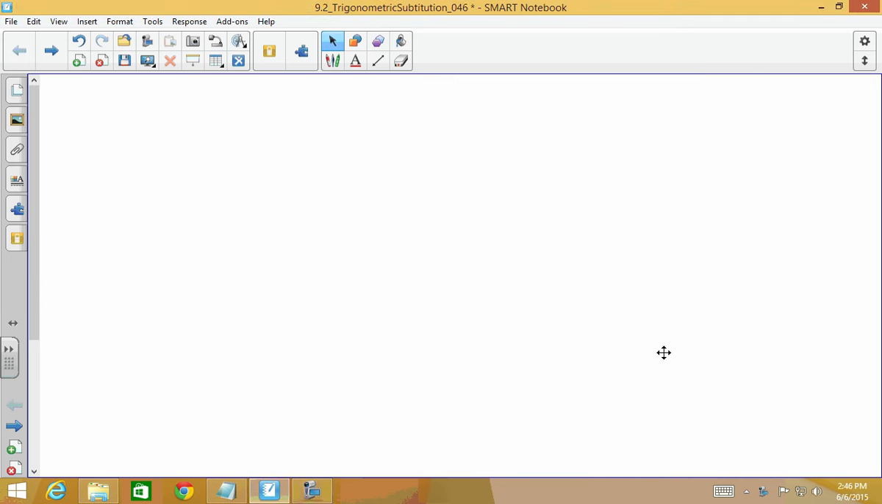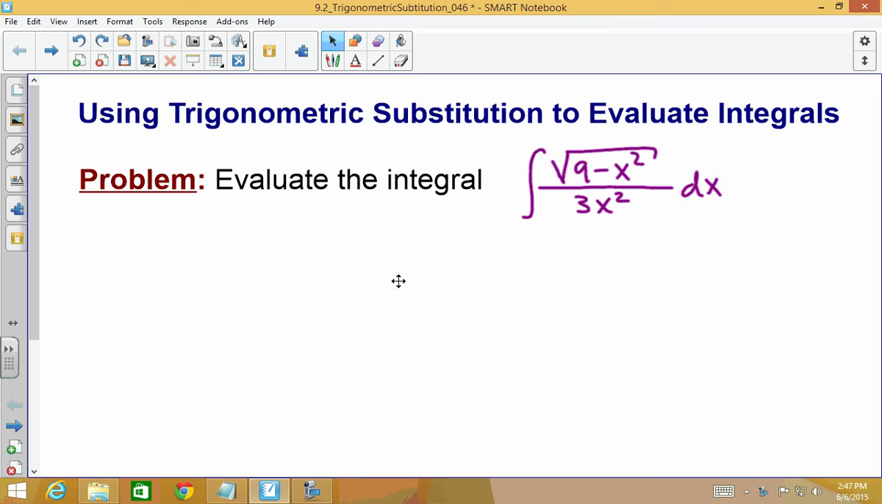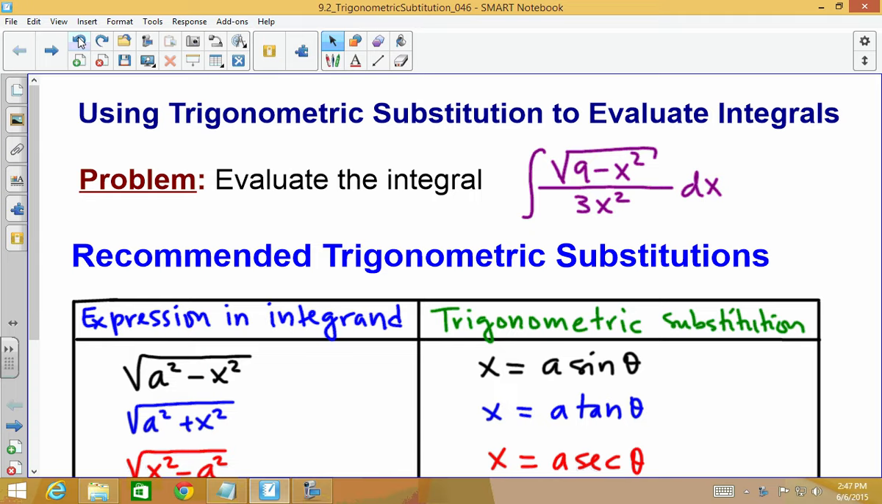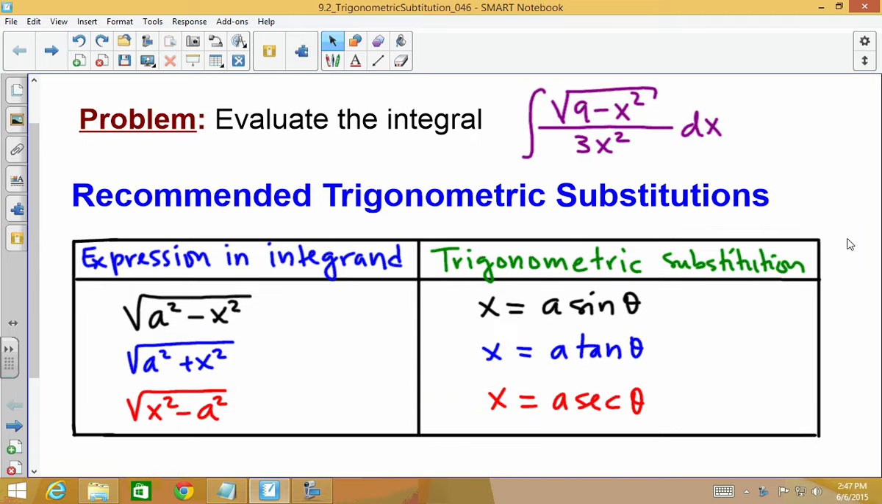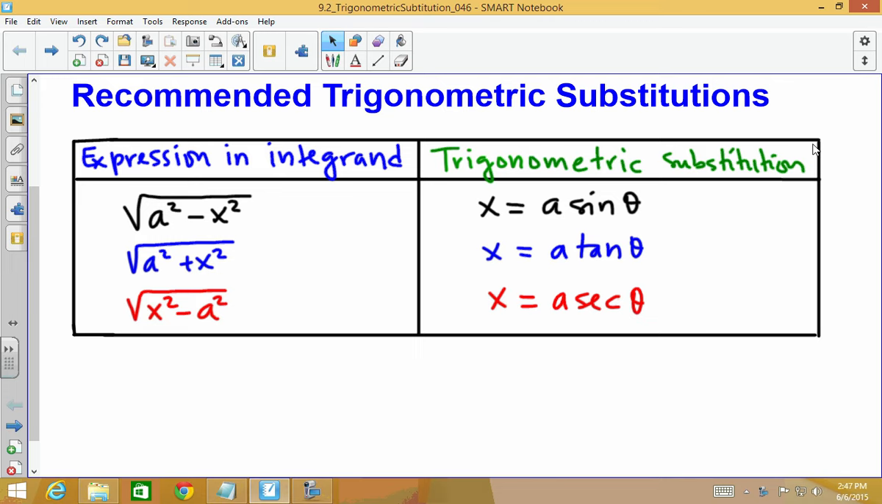In this video, we are going to use trigonometric substitution to evaluate the following integral: the integral of square root of 9 minus x squared divided by 3x squared dx. We know there are three basic types of trigonometric substitution. One is when we have square root of a squared minus x squared. That seems to be the case that we have here, so we just go ahead and start with the substitution.